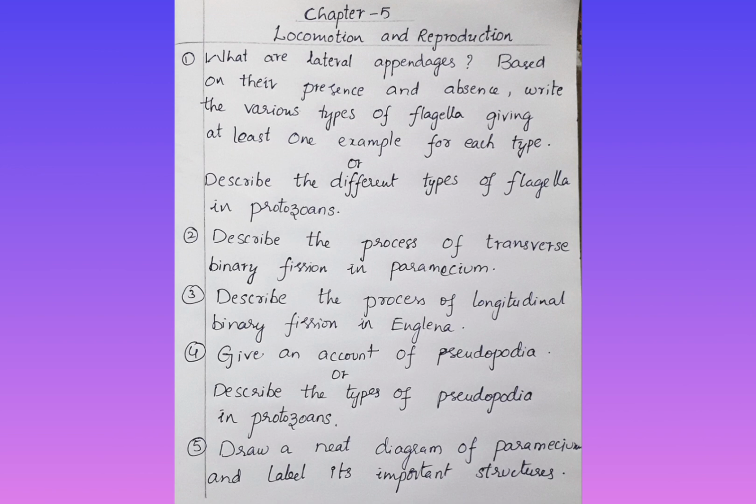Next, Chapter 5, Locomotion and Reproduction. First important question from this chapter. What are the lateral appendages based on their presence and absence of? Write the various types of flagella, giving at least one example for each type. Describe the process of transverse binary fission in Paramecium. Describe the process of longitudinal binary fission in Euglena.